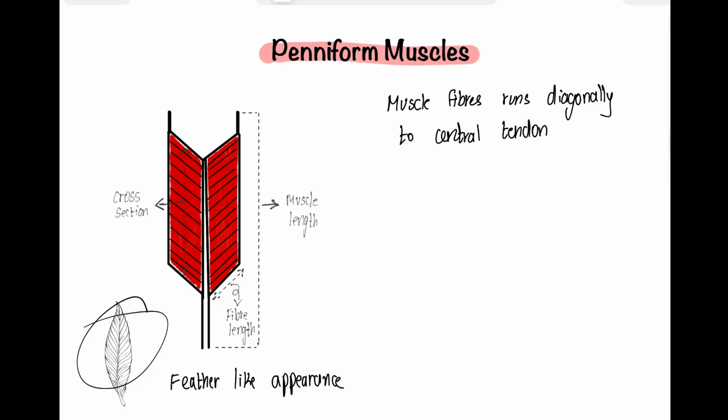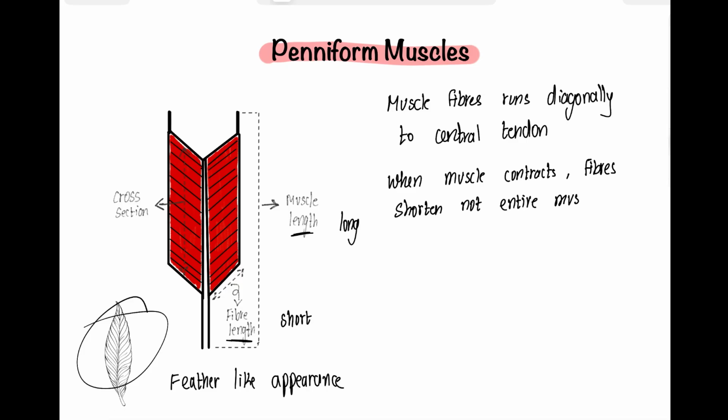The structural characteristics of pennatiform muscle fiber arrangements are: the fibers are short. Here, fibers do not run the entire length of the muscle. They attach obliquely to a tendon or an aponeurosis. The second one is muscle length is not equal to the fiber length. In pennatiform muscles, muscle length is much greater than the fiber length. So, when the muscle contracts, only the short fibers shorten, not the entire muscle.